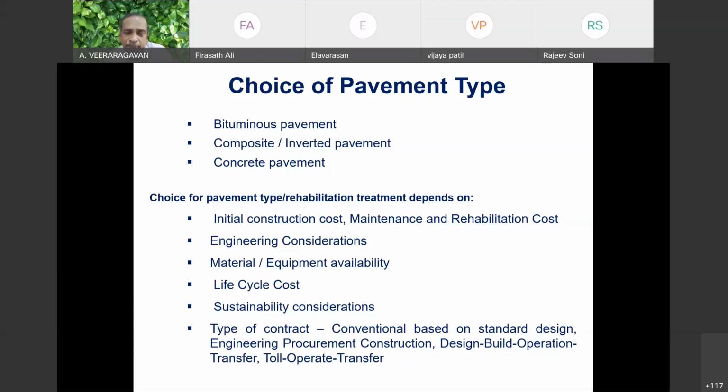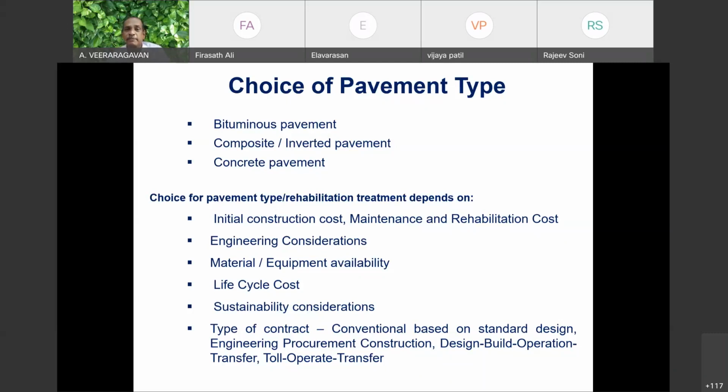So you decide the pavement. I don't say that concrete pavement should be adopted. All the 62 lakh kilometers of road in the country should be concrete pavement. I don't tell that. It depends upon engineering consideration. Many factors come into picture: material, equipment availability, life cycle cost, sustainability considerations, also the type of contract. There are different types of contracts today.